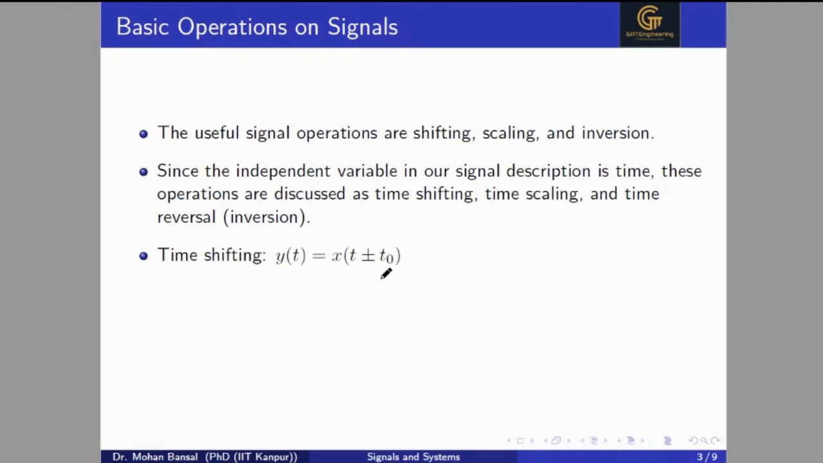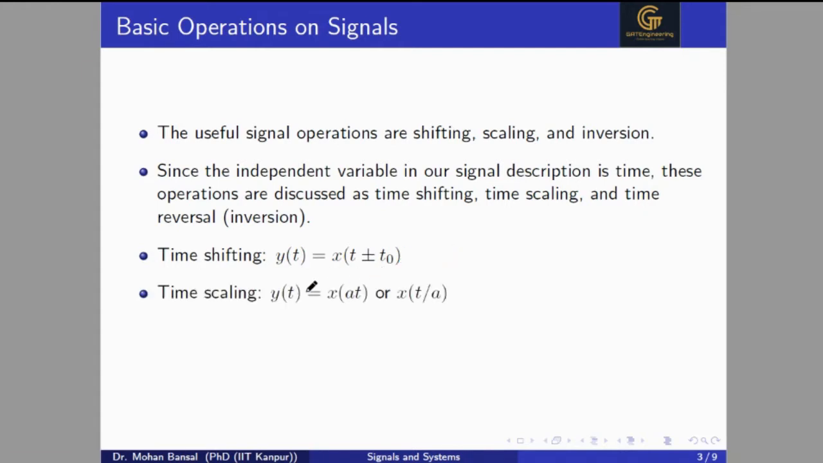Time shifting. Shifting is used to shift the signal either to the left side or right side. It depends on the signal property. If the signal is x(t + t0), it will shift to the left side by the amount of t0. If the signal is x(t - t0), it will shift to the right side by the amount of t0.